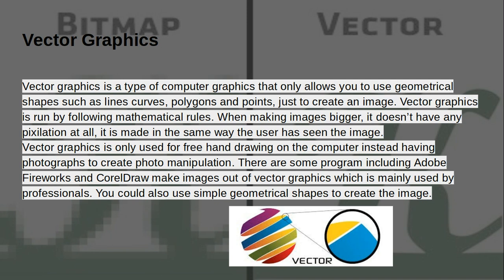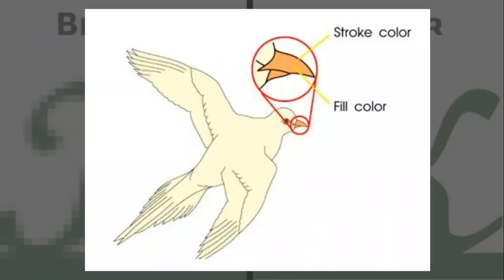So you could also use simple geometrical shapes to create the image. You can see here the beak of the bird. There's a fill color which is orange and a stroke color which is also the same color, but I don't know much about that. But you can see that it's obviously drawn, which is why there's no pixelation, as I just stated.